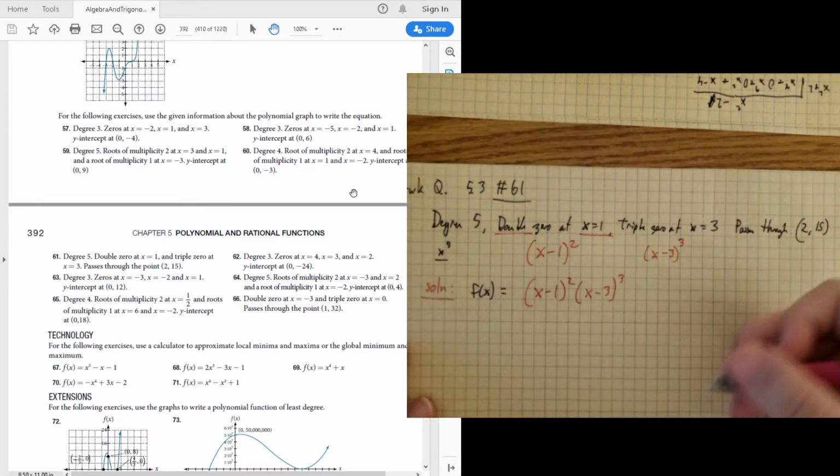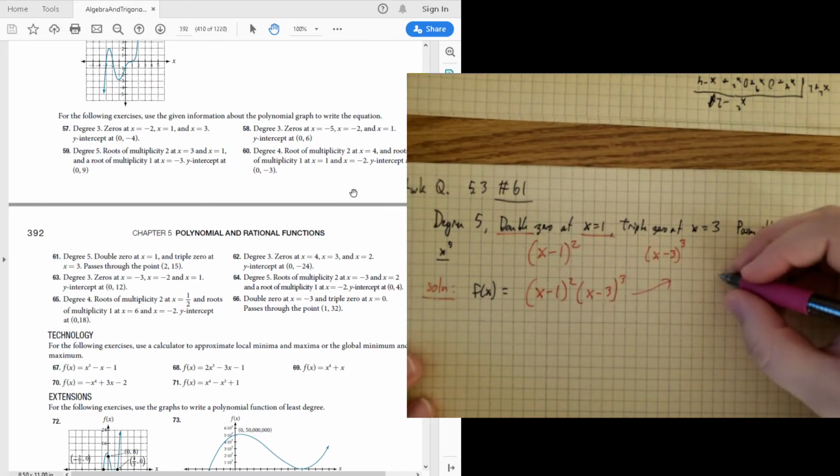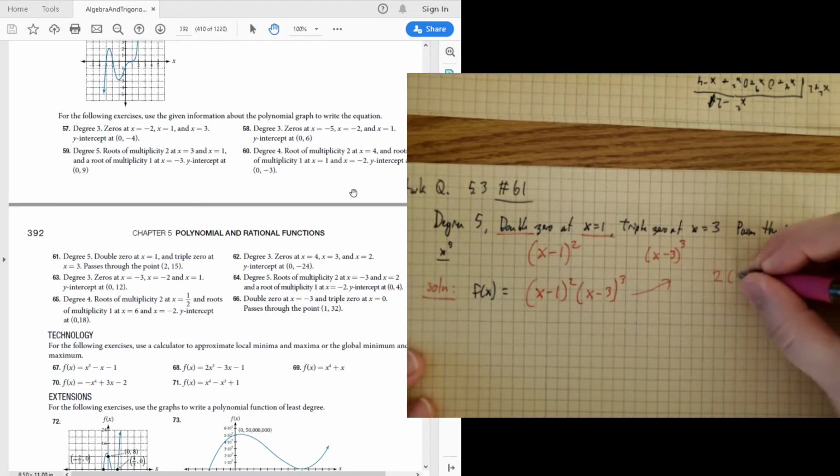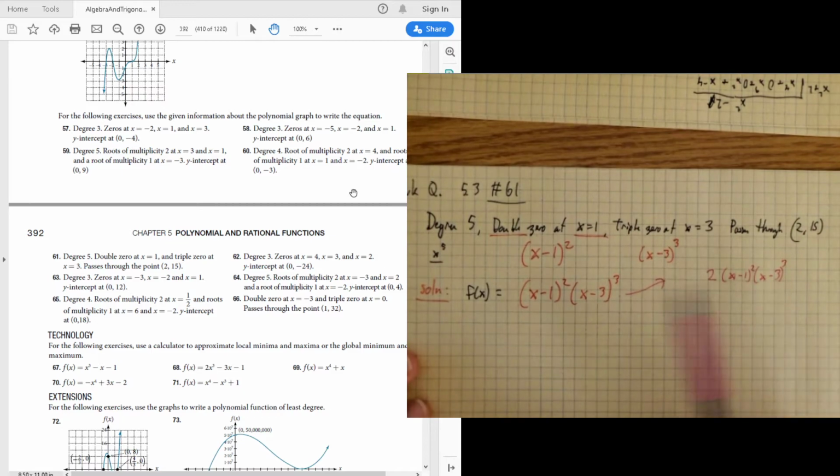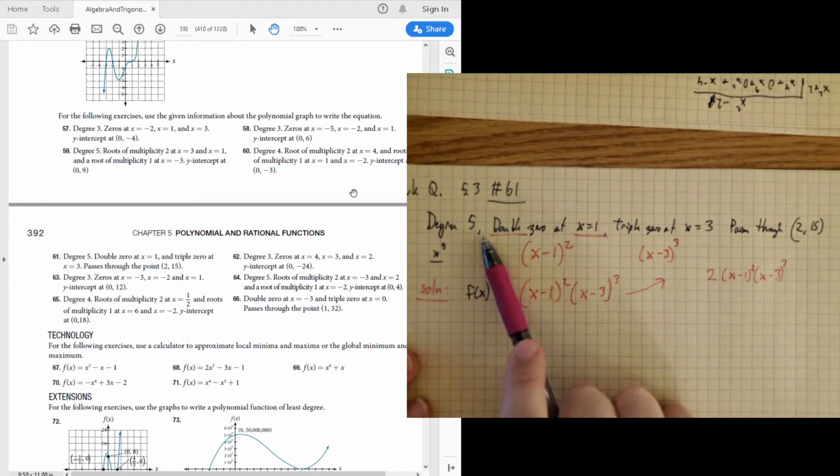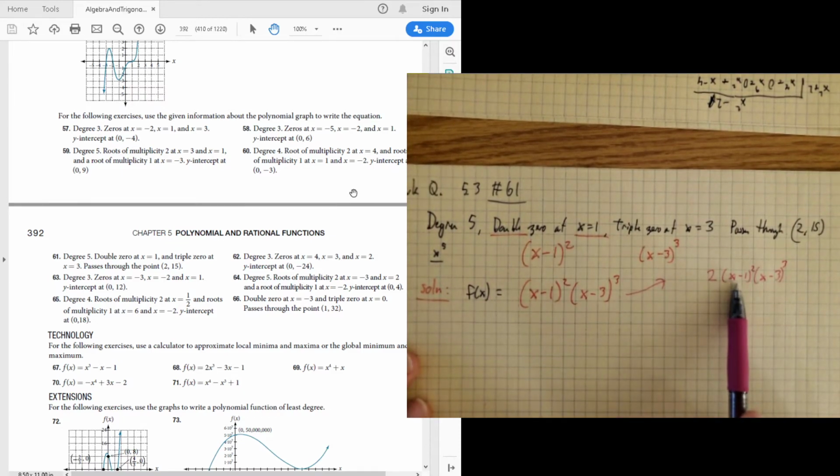But another answer also exists, right? 2 times the exact same thing. Like, this one also meets all of those qualifications, right? It still would have degree 5. It still has a double zero at 1. This is a triple zero at 3. So this one also meets the qualifications.